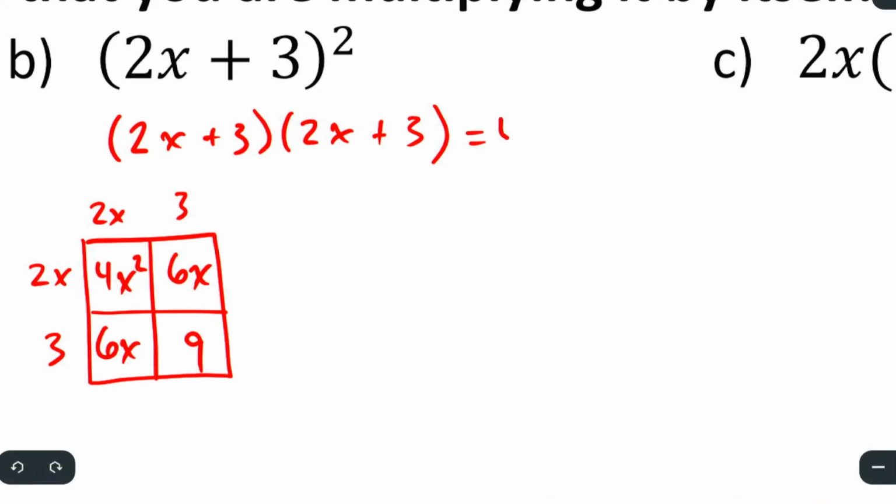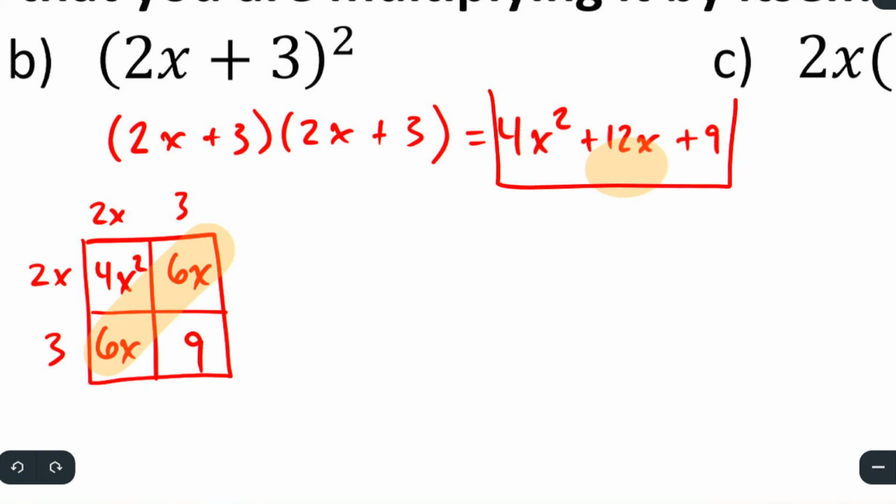it is 4x squared plus 12x. What is that? That 12x is what I get when I add 6 times x plus another 6 times x. So I get a 12x. And then finally plus 9. So this is the product that I get when I square the binomial 2x plus 3.